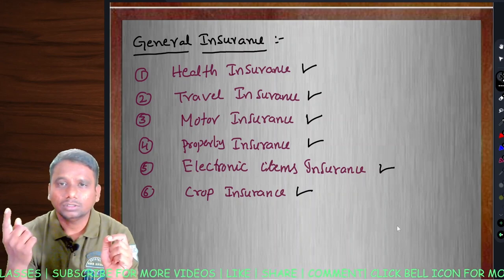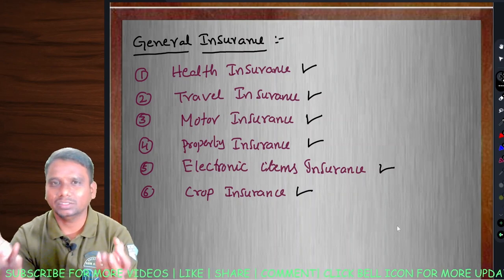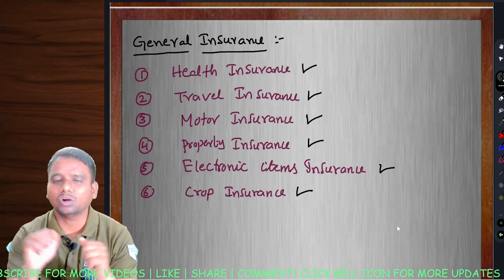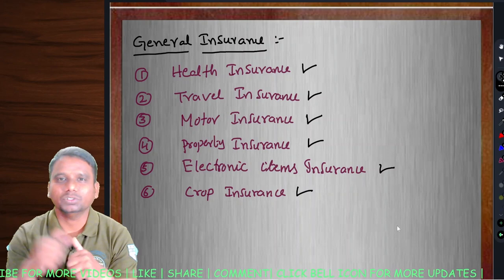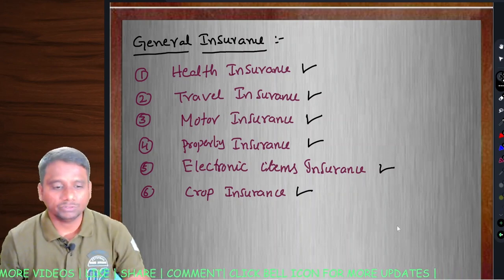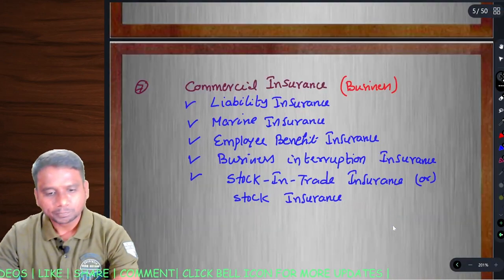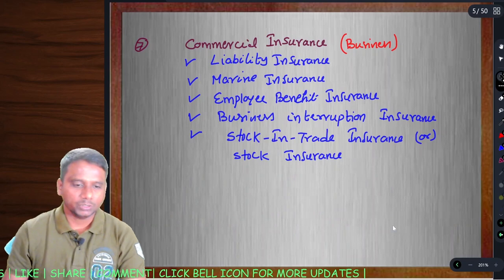Okay, so if anything happened to the crop due to any reason, then the insurance company pays some compensation to the farmers. Yes or no? Like this, we have different types of insurance which are covered under general insurance. Okay, now what is commercial insurance?